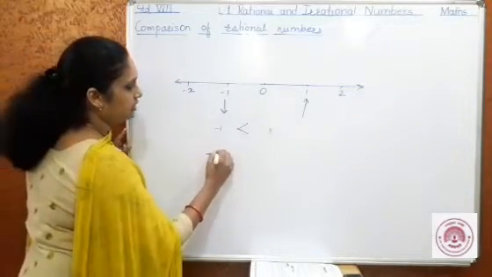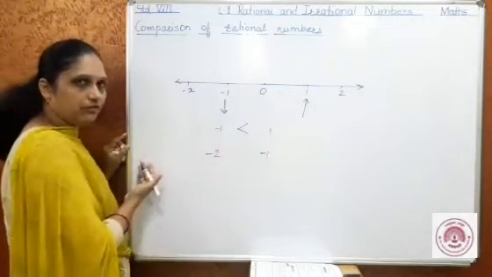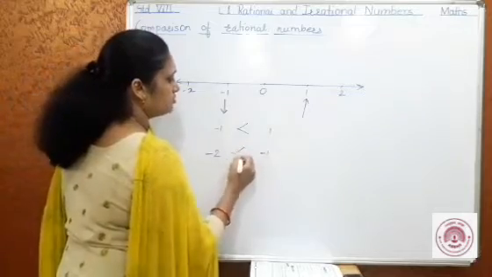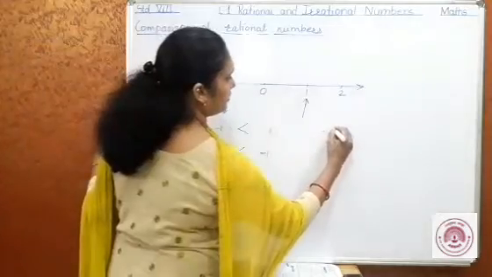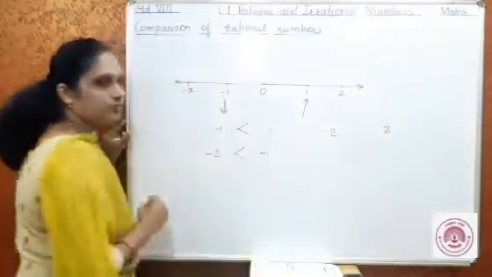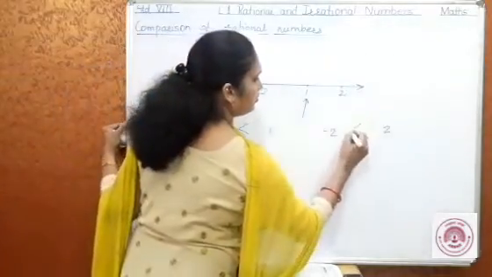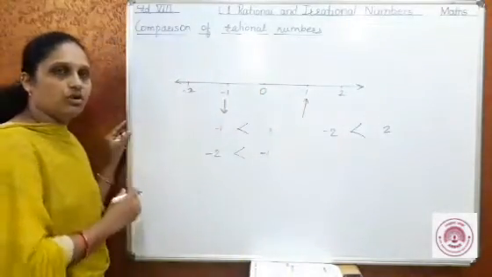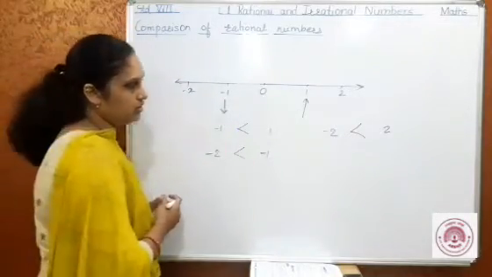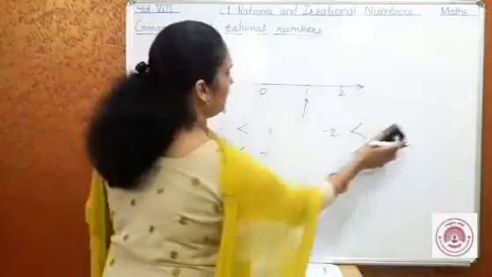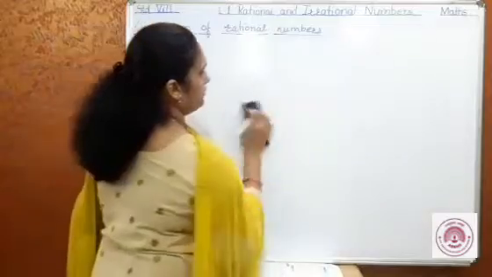Suppose I take -2 and -1. -2 is left of -1. So -2 is less than -1. Suppose I take -2 and +2. On the number line, this is to the left and this is to the right. So the left number is always smaller than the right number. So this is one rule to compare the simple numbers. Now we'll see the next.